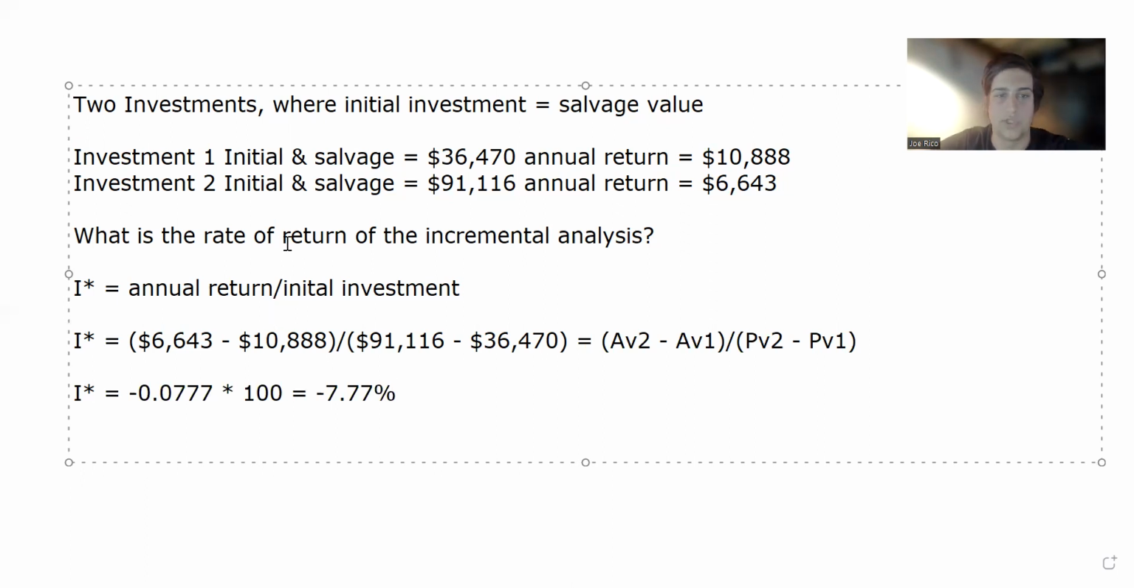which means that option number 2 is not the option we pick, as we have a negative percentage here, and option number 1 is the one we would pick in this incremental analysis.